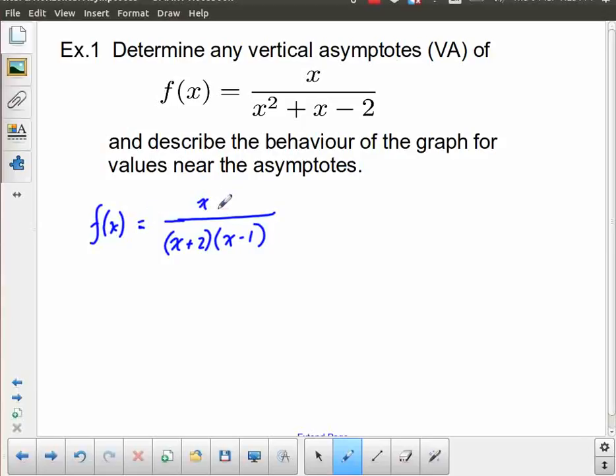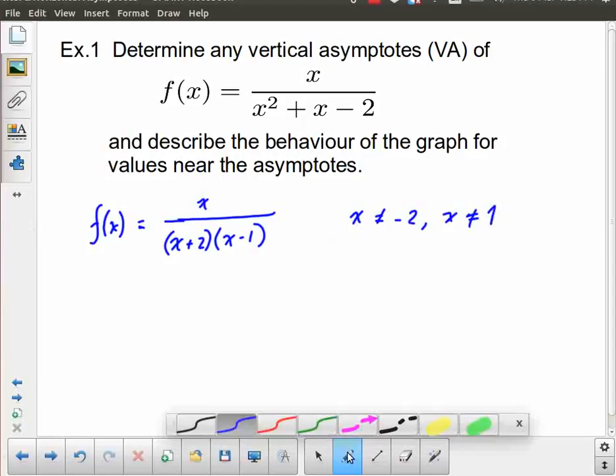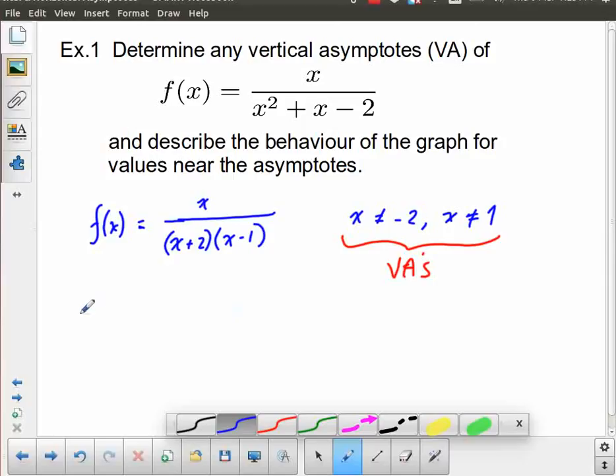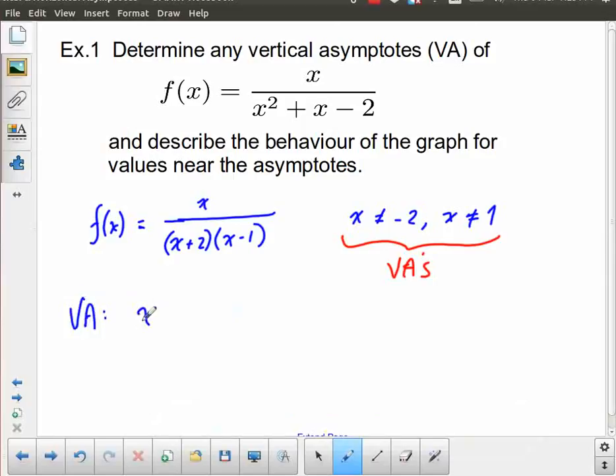Now, the first thing we want to do is look for any holes, which we don't have here. No common factors between the numerator and denominator. But from this, I can quite clearly see that x is not allowed to be negative 2, and x is not allowed to be positive 1. These are going to be my vertical asymptotes. And so I have a vertical asymptote at x equals negative 2, and a vertical asymptote at x equals positive 1.